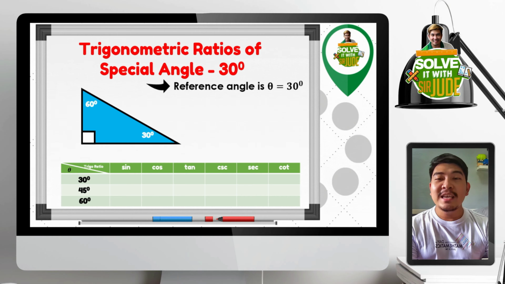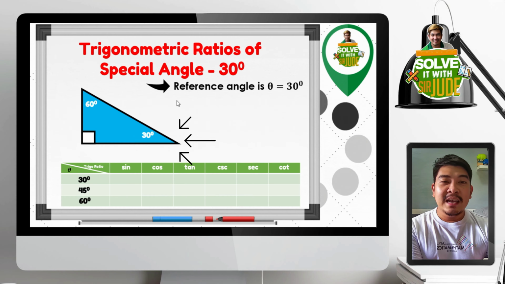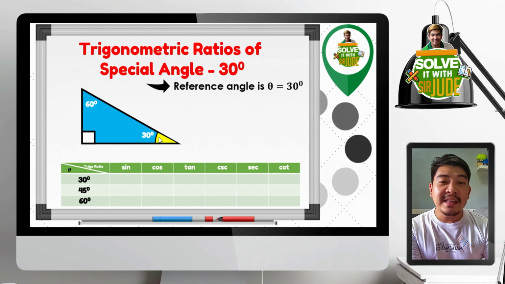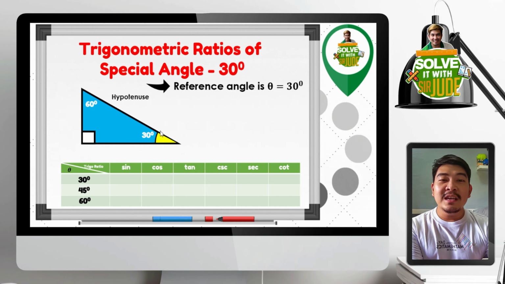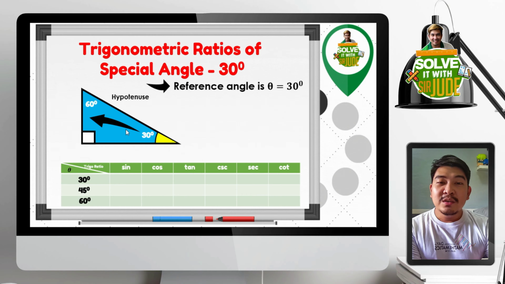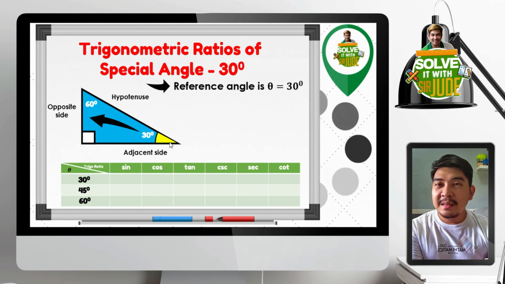So let us have a right triangle wherein it should be a 30, 60, 90 right triangle. Our focus is the 30 degree angle, and we are asked to find the 6 trigonometric ratios of 30 degrees. Since this is our reference angle, 30 degrees, the side opposite the 90 degree angle is our hypotenuse. The side opposite the reference angle will be our opposite side, and the last side will be the adjacent side.